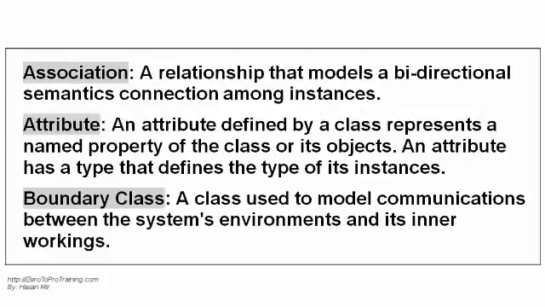Next. Association, a relationship that models a bidirectional semantic connection among instances. Attribute, an attribute defined by a class represents a named property of the class or its objects. An attribute has a type that defines the type of its instances.